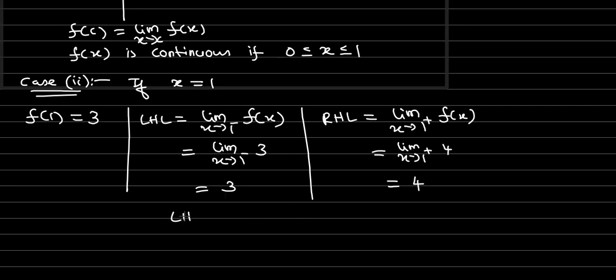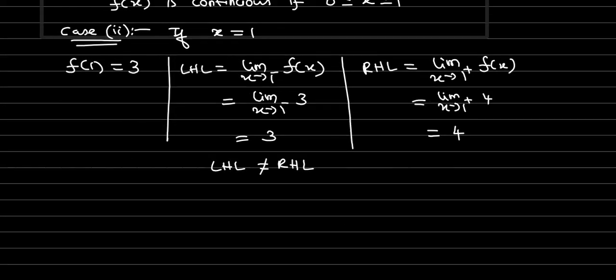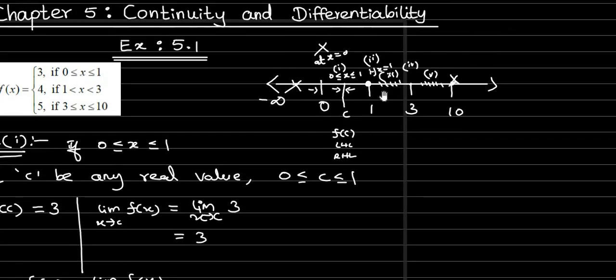Now you can see left hand limit and right hand limit are not equal. So what can we say from this? f of x is discontinuous at x equal to 1. Okay, so case 2 is done. Next, case 3. What is case 3?